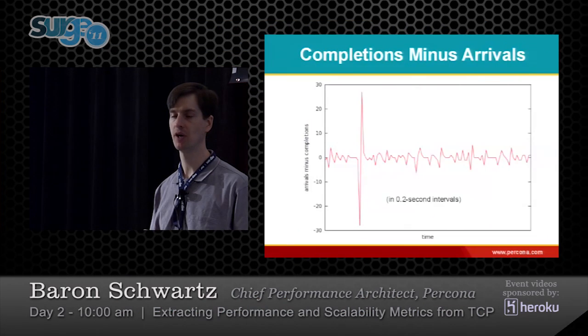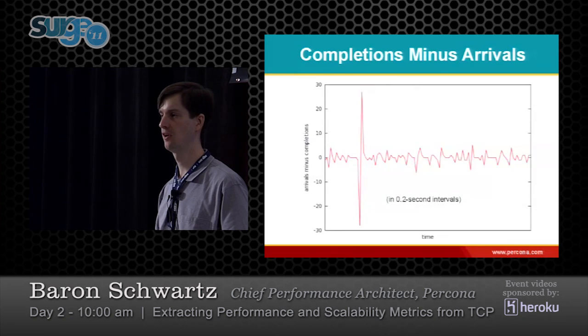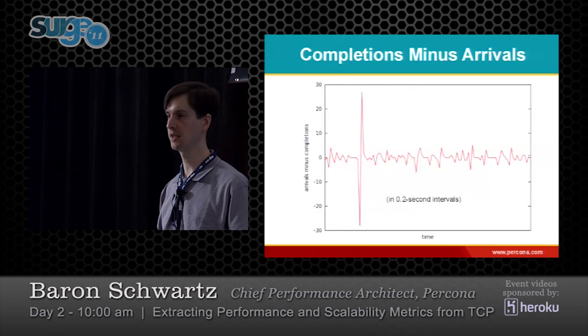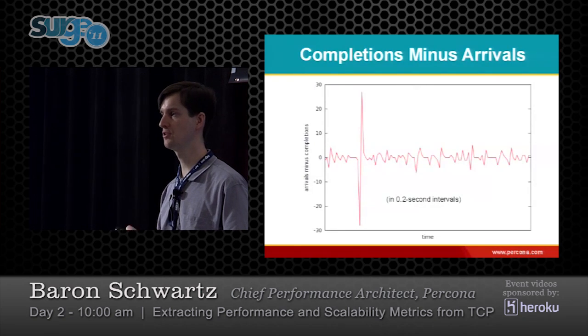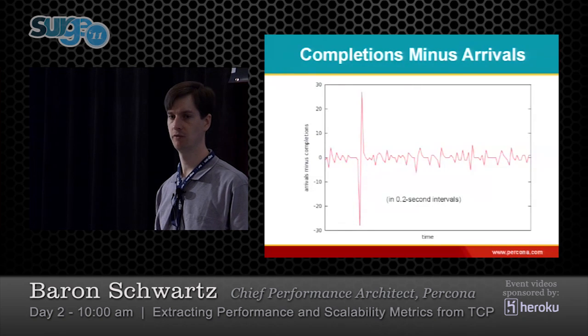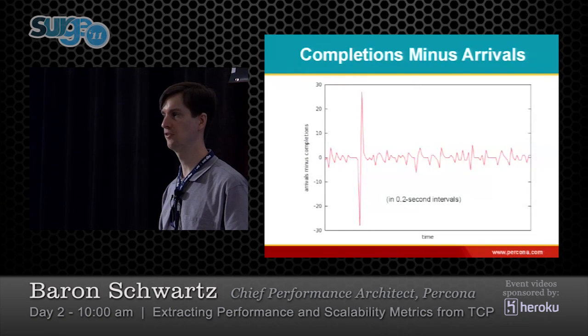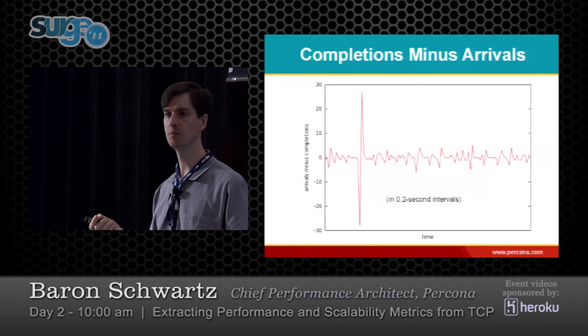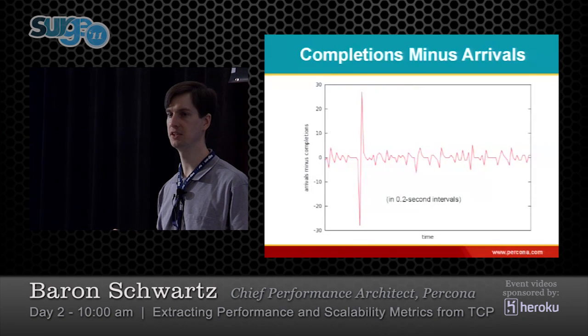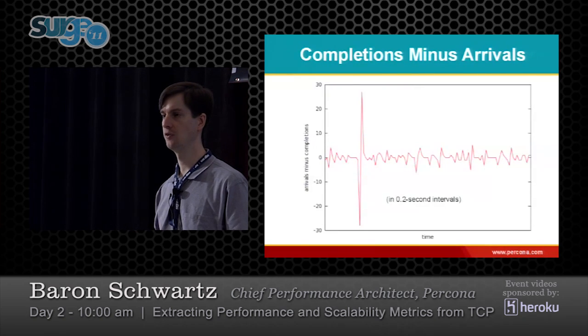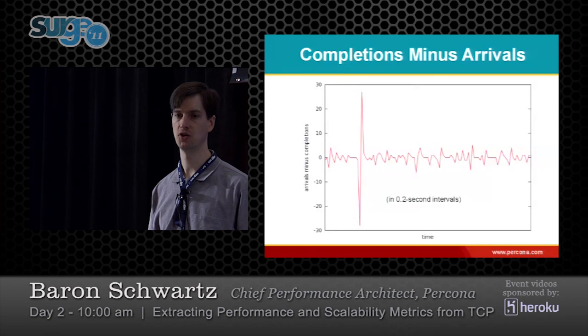So let's think about this subtraction, completions minus arrivals. What we're really looking at here is a spike that doesn't just go up, but it first goes down, which means that there were very few completions relative to arrivals there. And then it goes very, very high up, which means that there were lots and lots of completions relative to arrivals. So basically, completions were the things that got stalled.